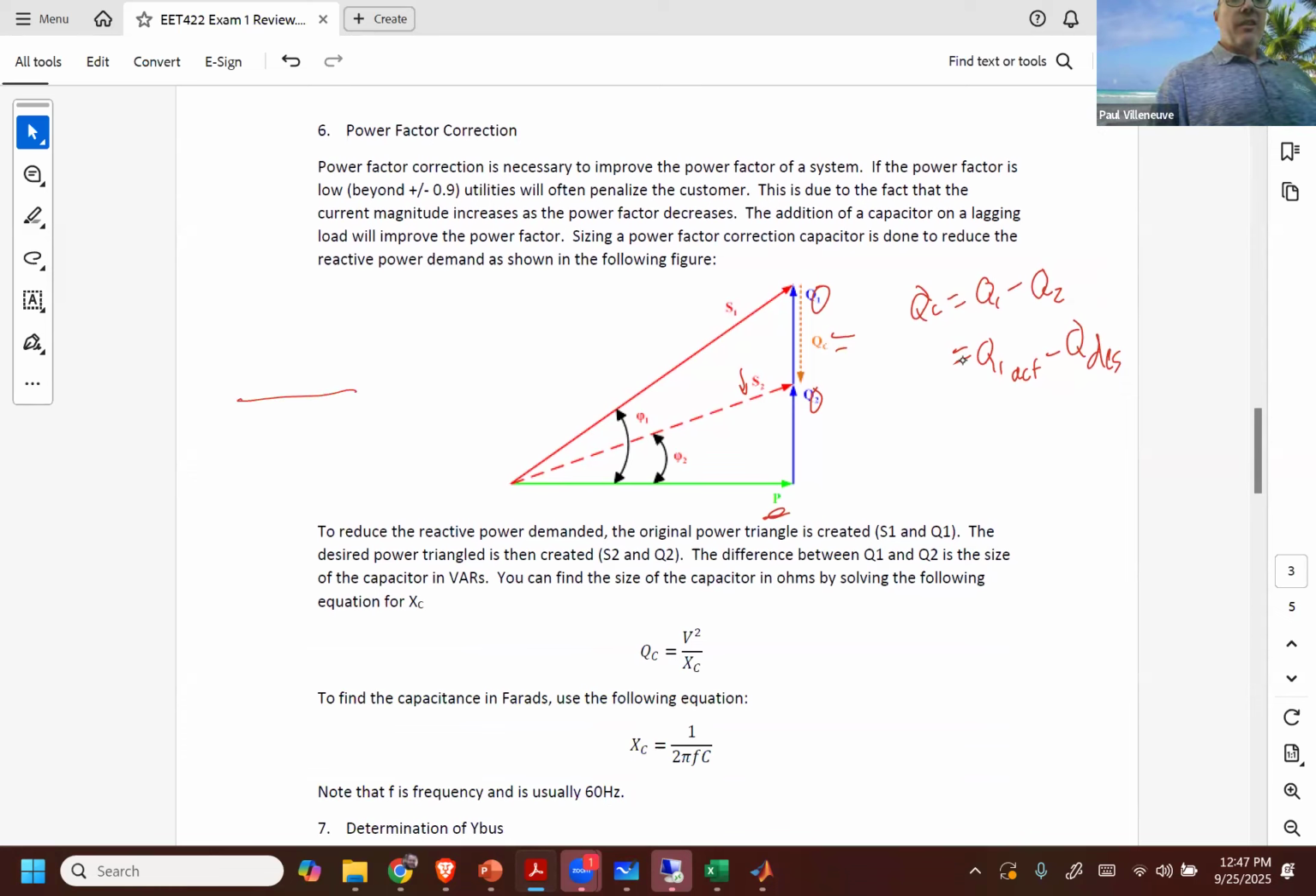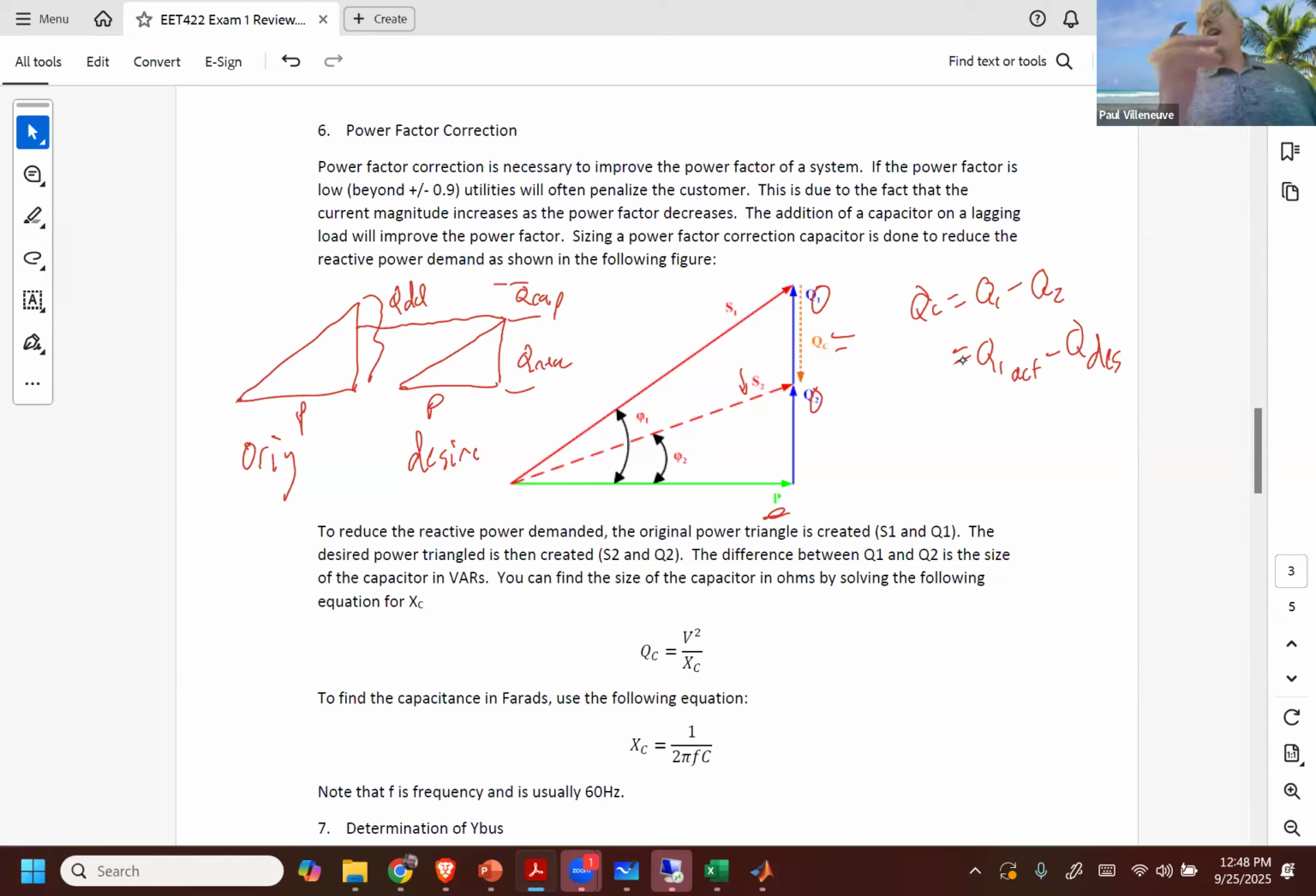So this is one triangle. This is original, and this is desired, and this is P, and this is P. This is Q old. This is Q new. And the difference between these two is Q cap.